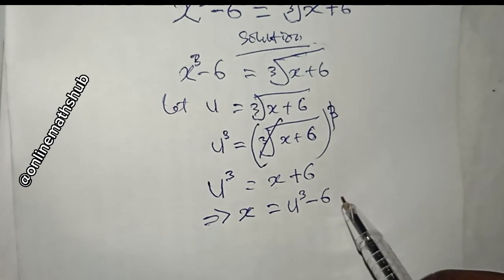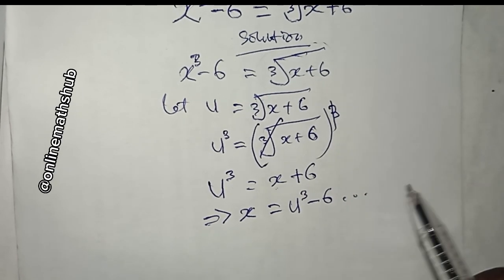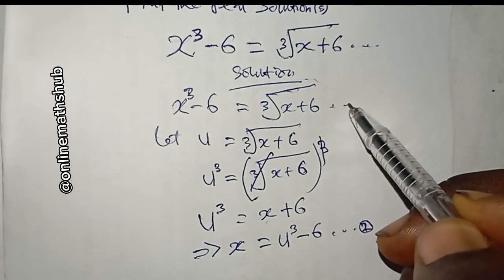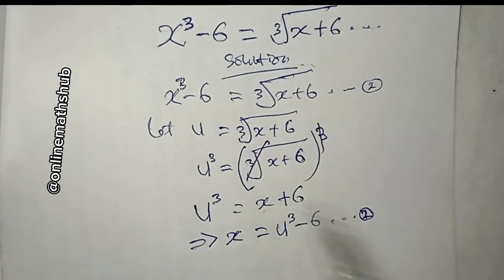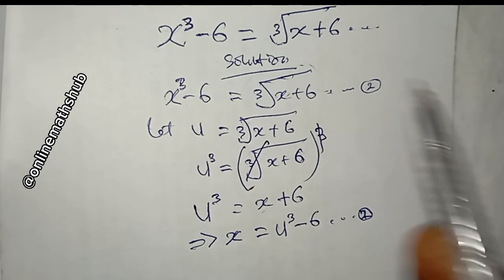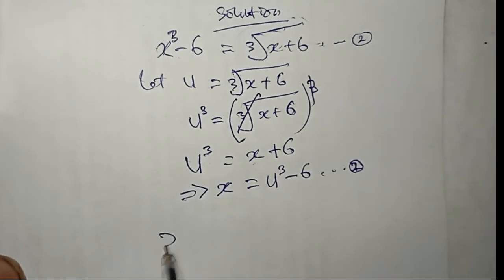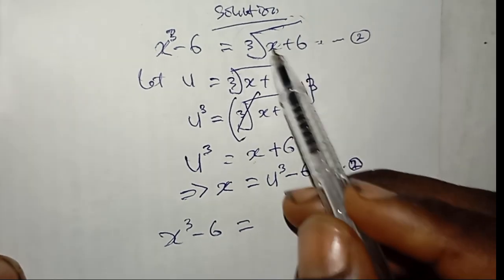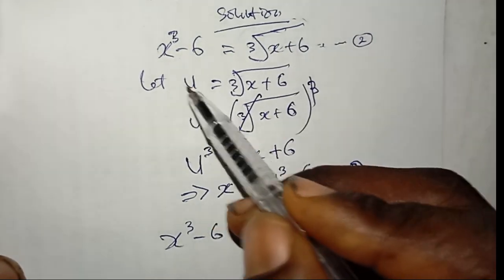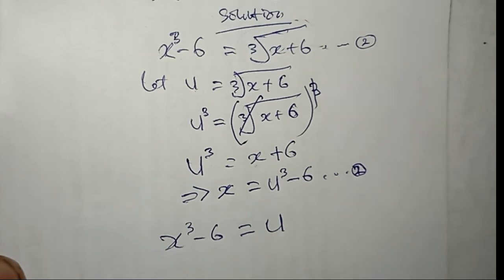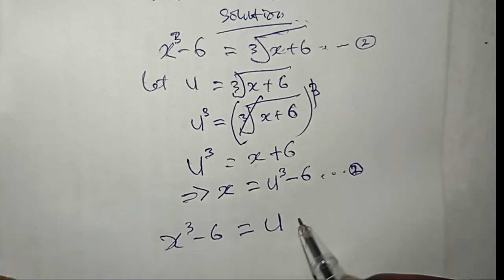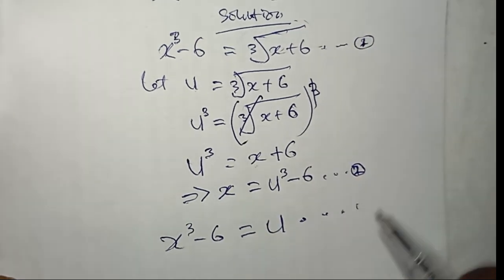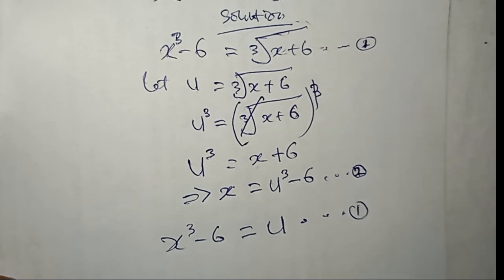So I can call this equation 2, so that this one now becomes our first equation. Let me number this our first equation. If I look at what I had originally, x cube minus 6 is equal to, if I replace the cube root with u, what I'm going to have here is u. So this becomes my equation 1, and this now becomes our equation 2.